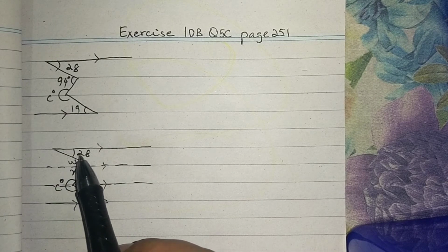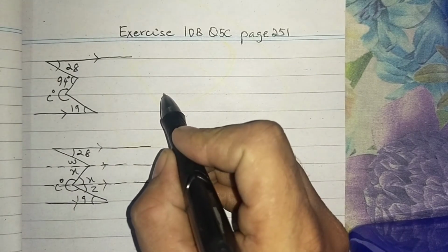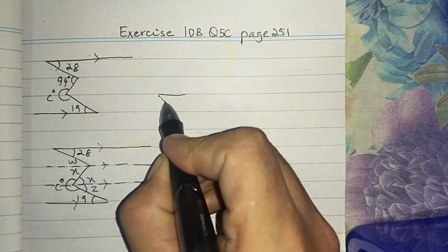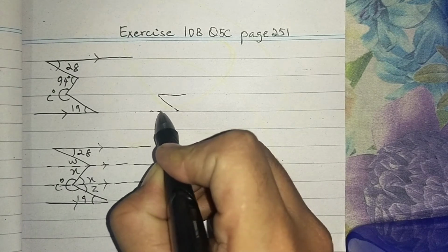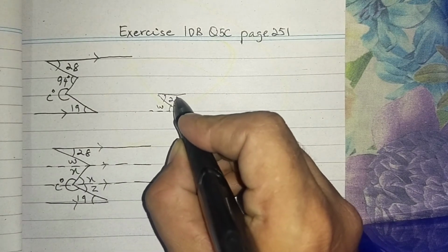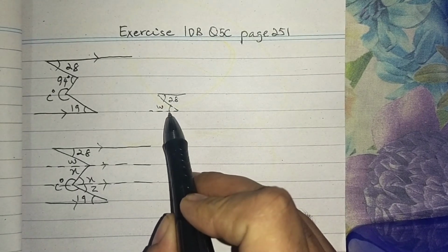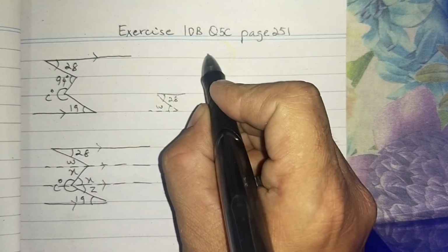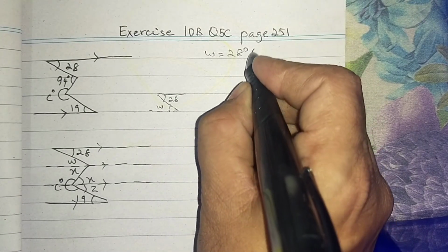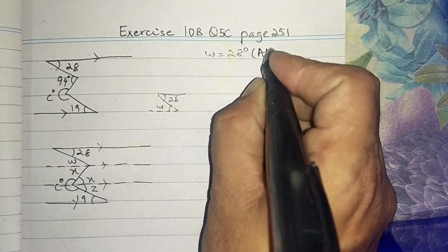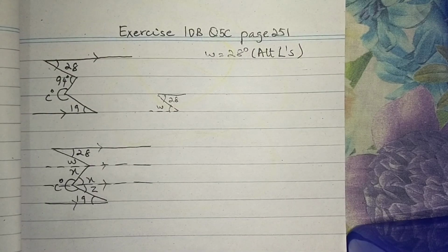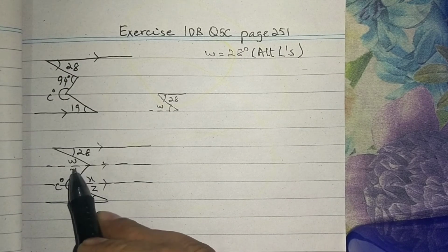Okay, now see this W and this 28. If I draw this as a separate diagram, here's the top line, here's this bent transversal, and here's the dotted line that was there. This point I have mentioned as W, this point as 28. If you see over here, 28 and W are alternate angles, so therefore I can say that W equals 28 degrees, and the reason for that is they are alternate angles. So W and 28 are equal.